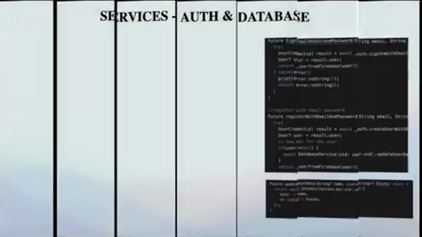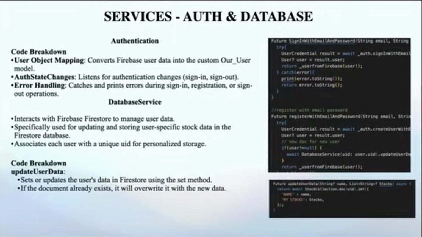So next we'll look into the services, specifically the authentication and database service. Let's start with authentication. The core breakdown for this is, first we convert Firebase user data into our custom user model. This helps us work with a simplified user representation across the app. Then we listen for authentication changes so we can track if the user is signed in or out in real time. And of course, we handle sign in, sign out, and error handling, printing error messages during sign in, registration, or sign out operations to help with debugging.